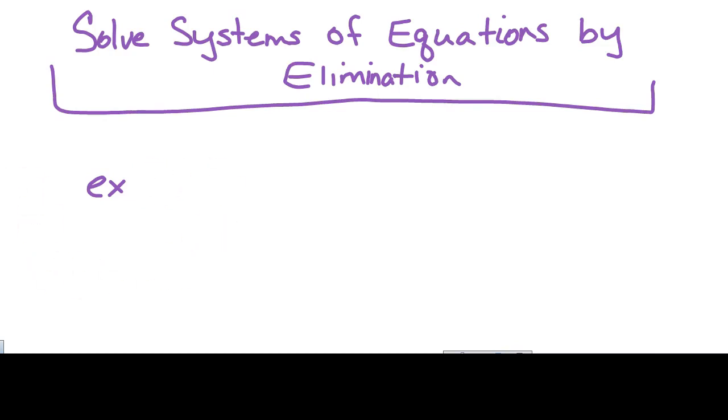In our previous video, we worked on solving systems of linear equations by graphing them and noting that the solution was the point at which those graphs intersected. There are multiple ways to solve systems of linear equations, as I had mentioned in the previous video. In this video, we're going to learn how to solve systems of equations by using a process called elimination.